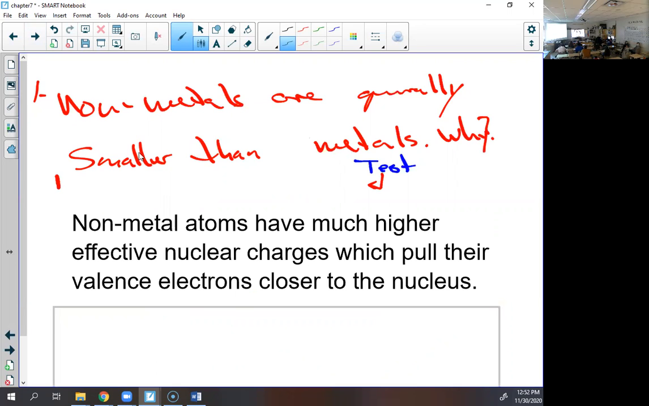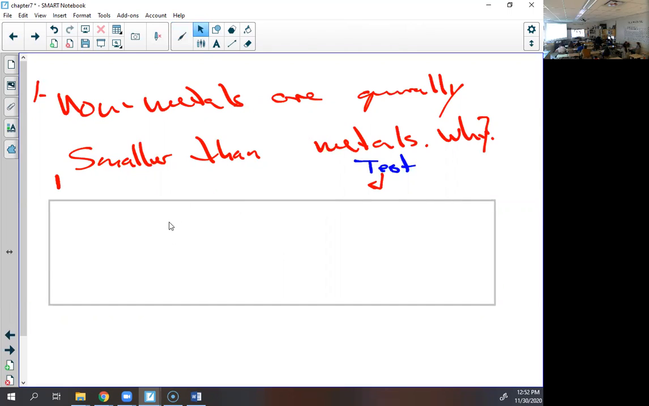So basically all metals are straight. Well, here's the answer. Here's something you'll see on the test. Non-metals are generally smaller than metals. Why? Tell your partner. I'm going to end the recording here.